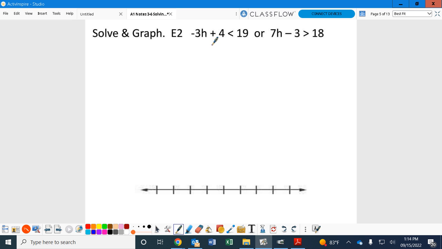In order to solve this, we're going to solve it just like last night's homework. We're going to start by subtracting 4. It's going to make it negative 3h is less than 15. We're going to divide both sides by negative 3. Now, I'm going to talk about this. Guys, remind you, if you divide or multiply by a negative, you must what? Switch the sign. It's now going to be h is greater than or equal to negative 5.